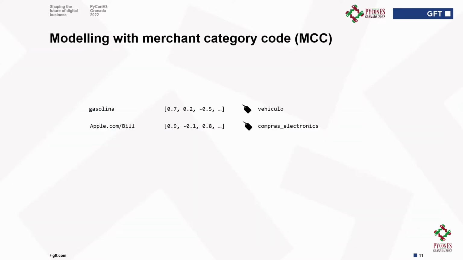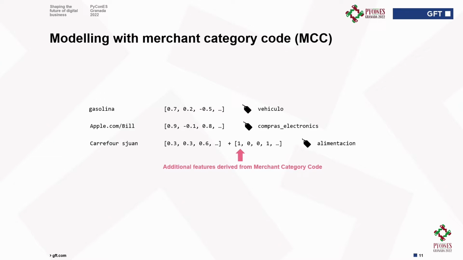So going back to our example, how does that MCC appear? Well, we have Carrefour, a grocery store. It's got the vectorization of the text with the sentence transformer, but in this case, we've also added an extra feature vector that encodes the MCC. And then we get our category.